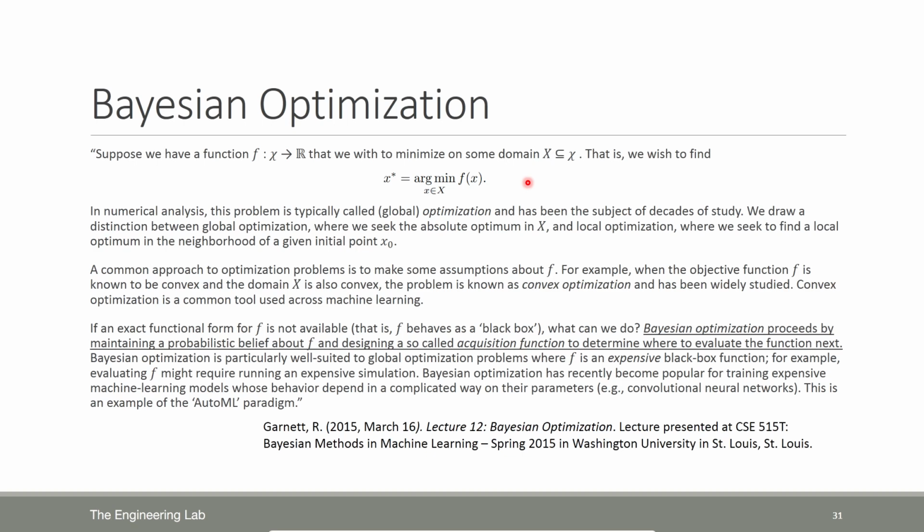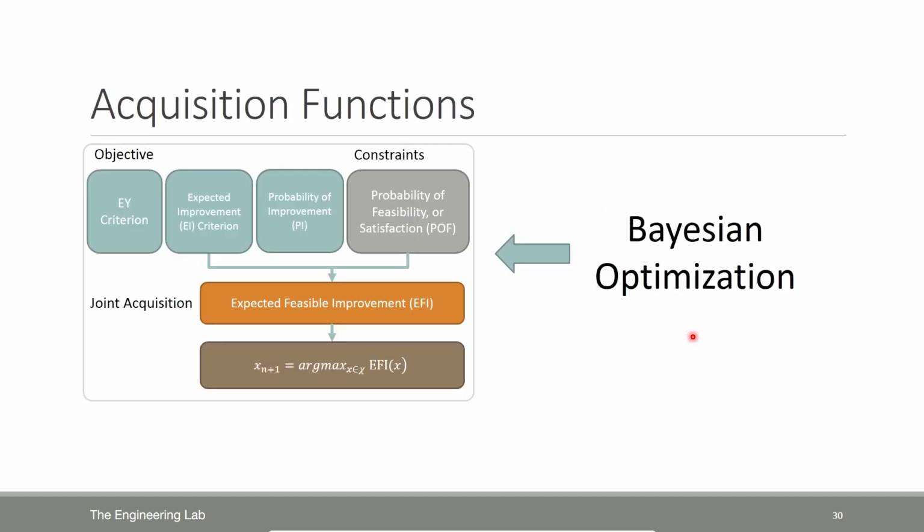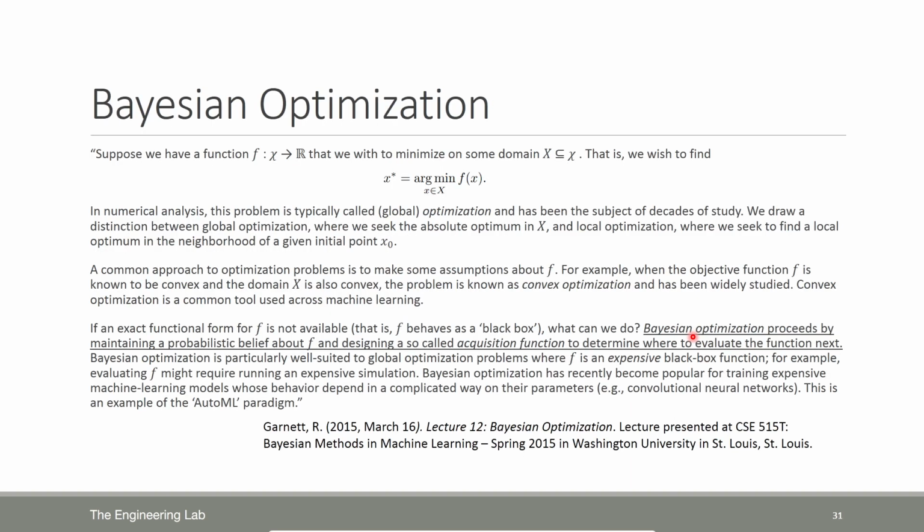Feel free to pause the video and have a read through it. The most important part of this entire explanation is the line I've underlined here. So remember, Bayesian optimization has yielded these acquisition functions. Now, what is an acquisition function? If I go back here, there are multiple acquisition functions available. There are some for the objective, there are some for the constraints. You can combine these acquisition functions together. Now, I'm going to go through each of these in the next few slides.